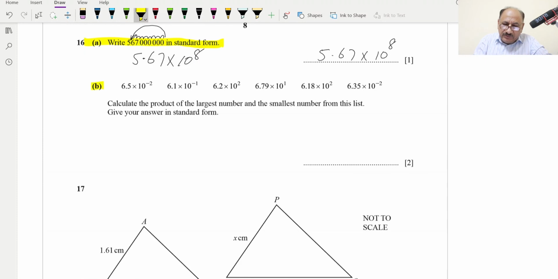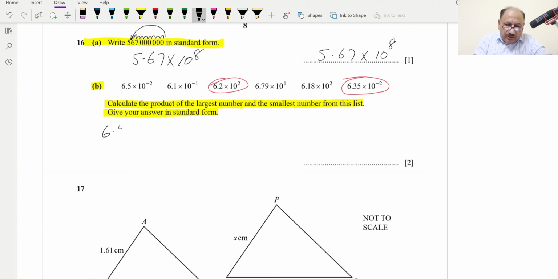B part is these numbers are provided. Calculate the product of the largest number and the smallest number from this list. Give your answer in standard form. So first of all, we'll have to identify the largest number, which is this one, because it is having 6.2 and it is multiplied by positive power 10 raised to the power 2, and the other one, the smallest one, is 6.35 into 10 raised to the power minus 2, and we will be multiplying these two numbers.